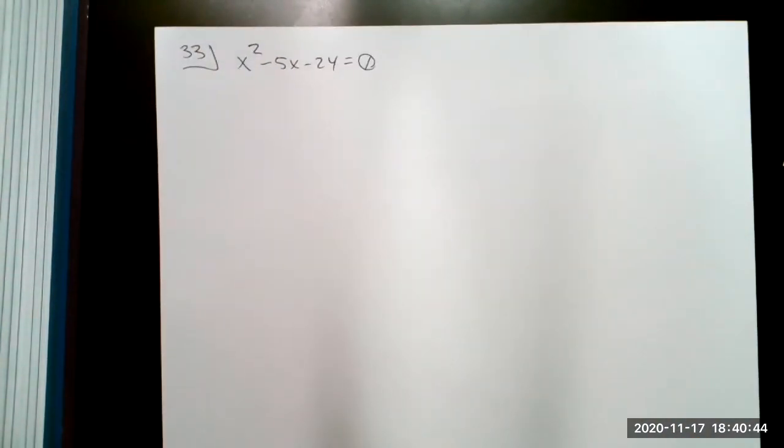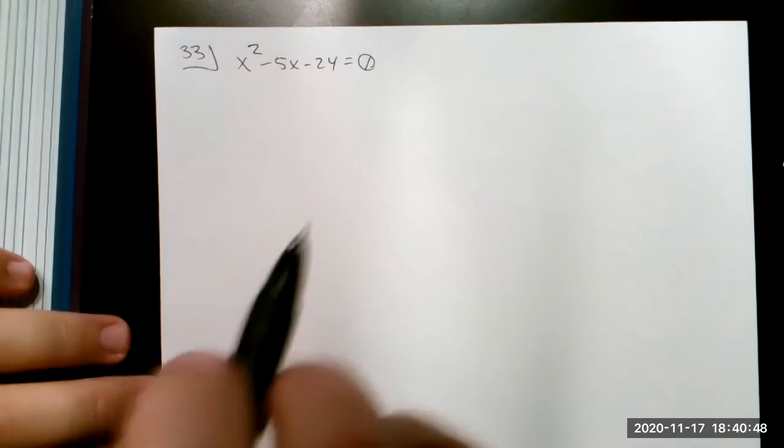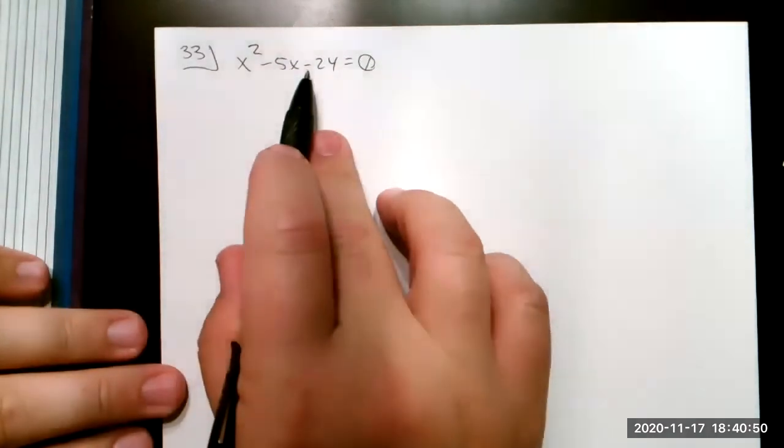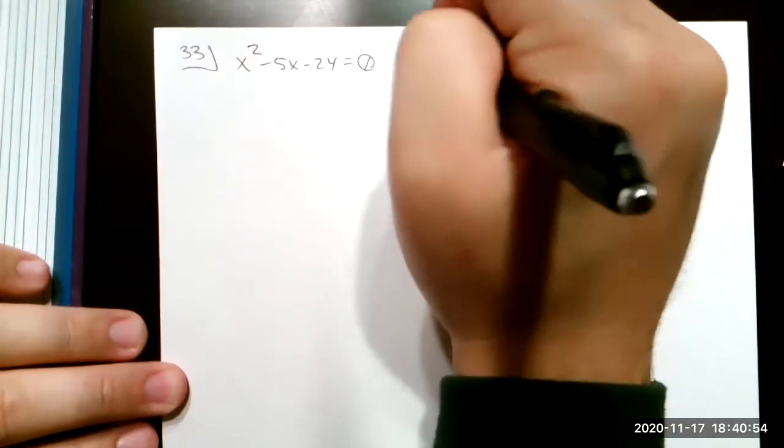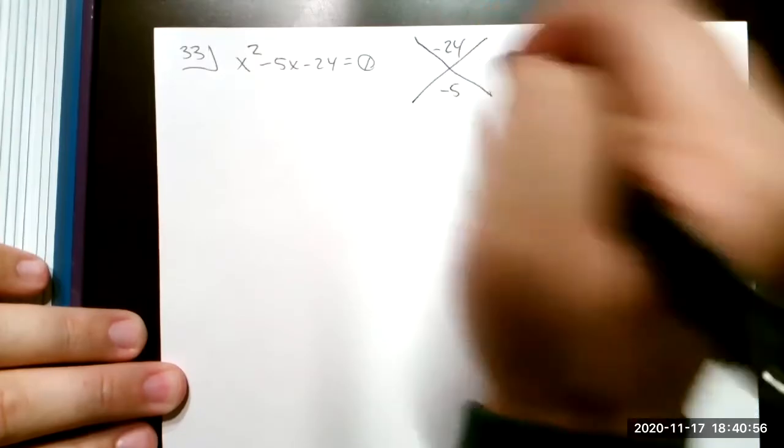All right, 33. So I'm going to set this up already instead of rewriting y equals. So I'll do x squared minus 5x minus 24. And like I said, instead of writing y equals that, I'm going to kind of skip a step and just write equals 0. No GCF. I'm ready for my cross method. A times c at the top, b down below.